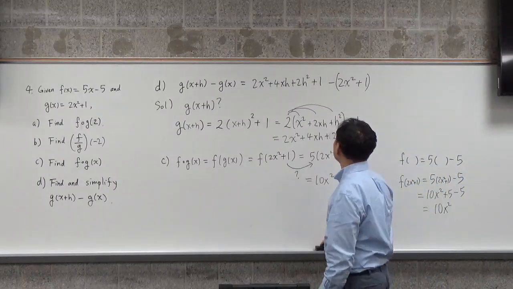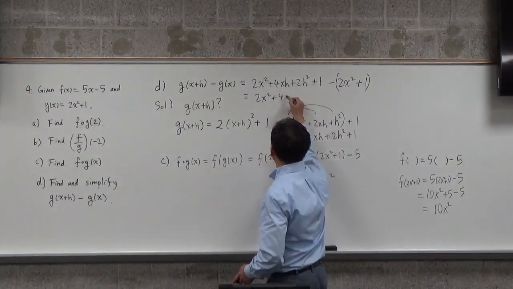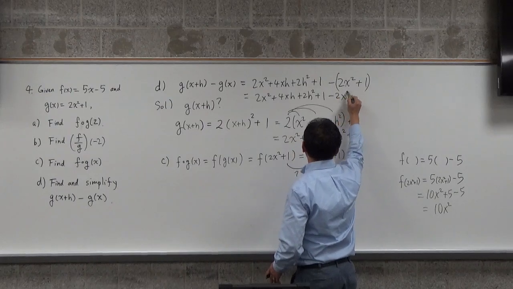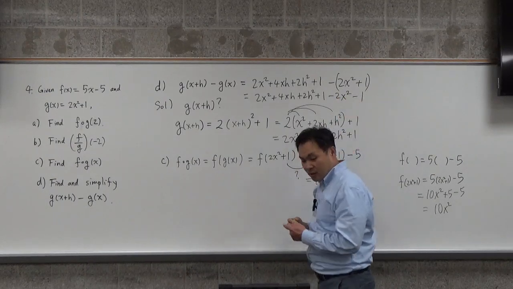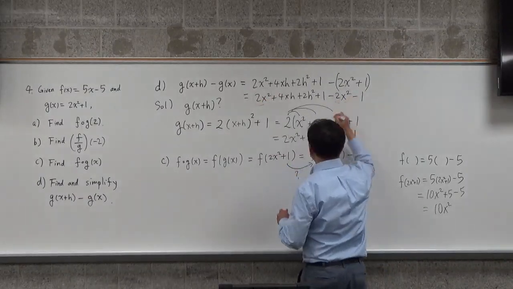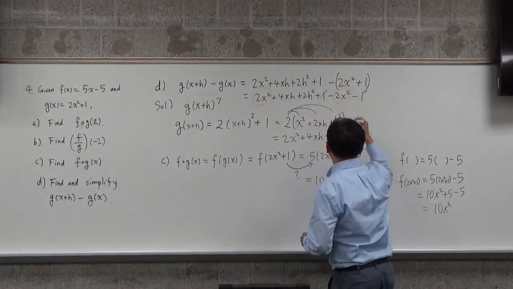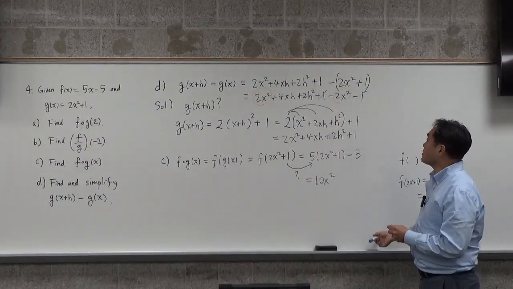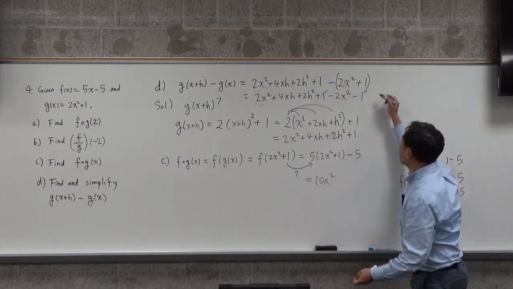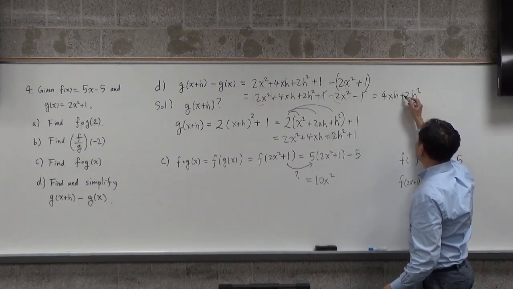It's bad. And therefore, this is going to be 2x squared plus 4xh plus 2h squared plus 1 minus 2x squared minus 1. And then as you see, the 2x squares cancel, and then the 1's cancel as well. And at the end of the day, what remains is 4xh plus 2h squared. That's the final answer.